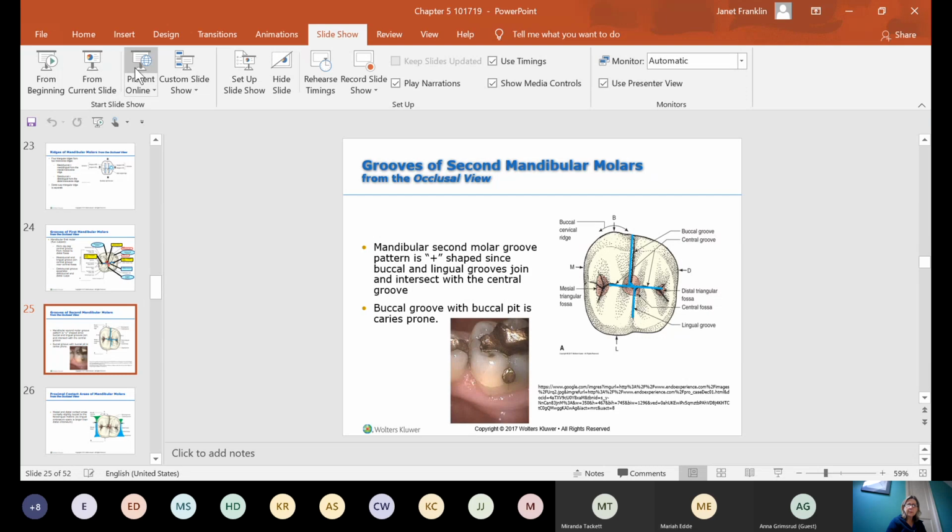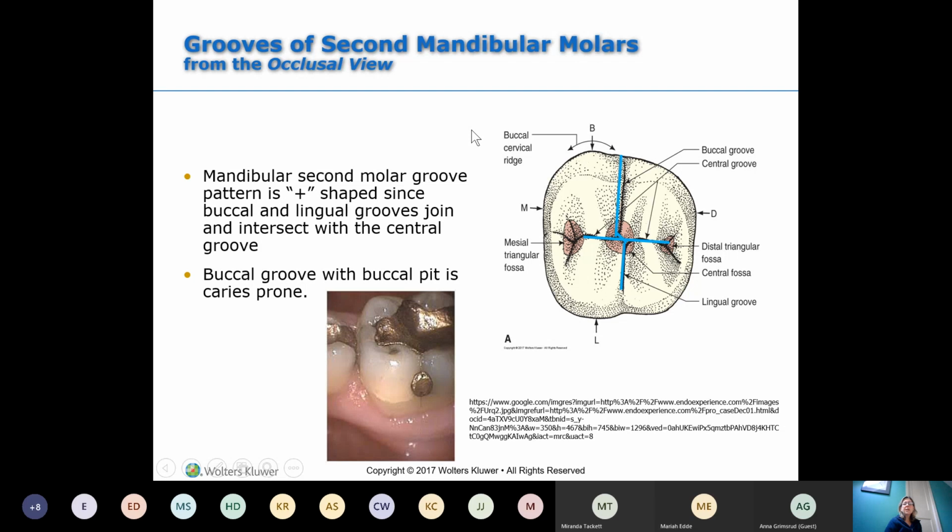Okay, so this is a mandibular second molar. You can see that because these grooves meet and they cross the central groove, they form a T. It's known for its T shape. And this is often what you see on those teeth.